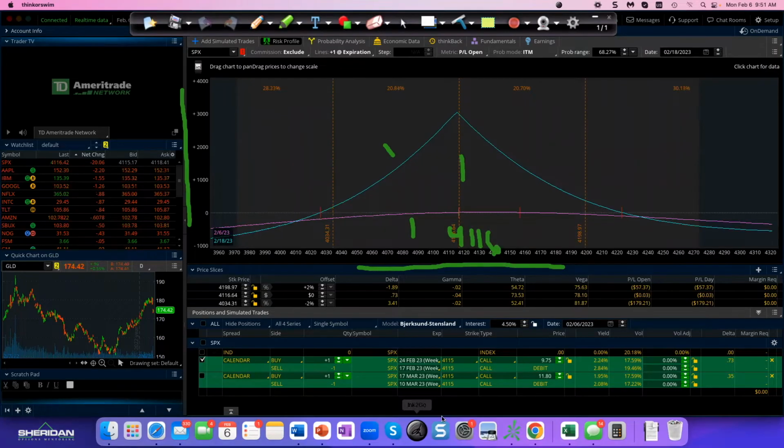41.16. Calendar trade, here's what I'm buying, here's what I'm selling. And when I check the box, that'll show you what I'm looking at this time. I have another calendar here, but I haven't looked at that yet.